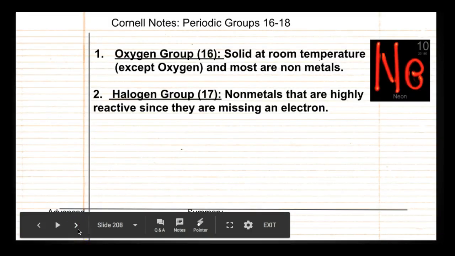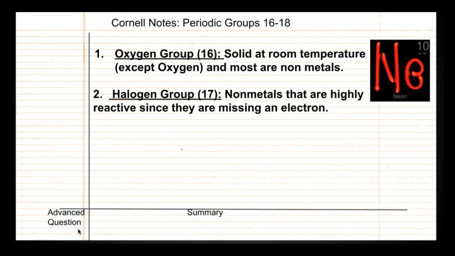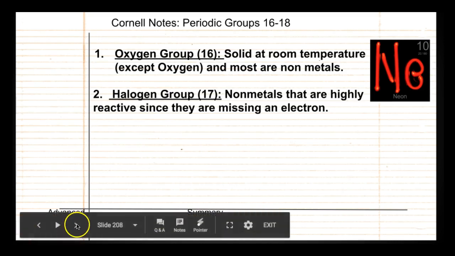For number 2, write nonmetals that are highly reactive. Since they're missing only 1 electron, they're unstable and they just need 1 more electron, so they steal the electron from other atoms, other elements, and that's what makes them so reactive. Go ahead and think of a question for 2. Okay, moving on to 3.